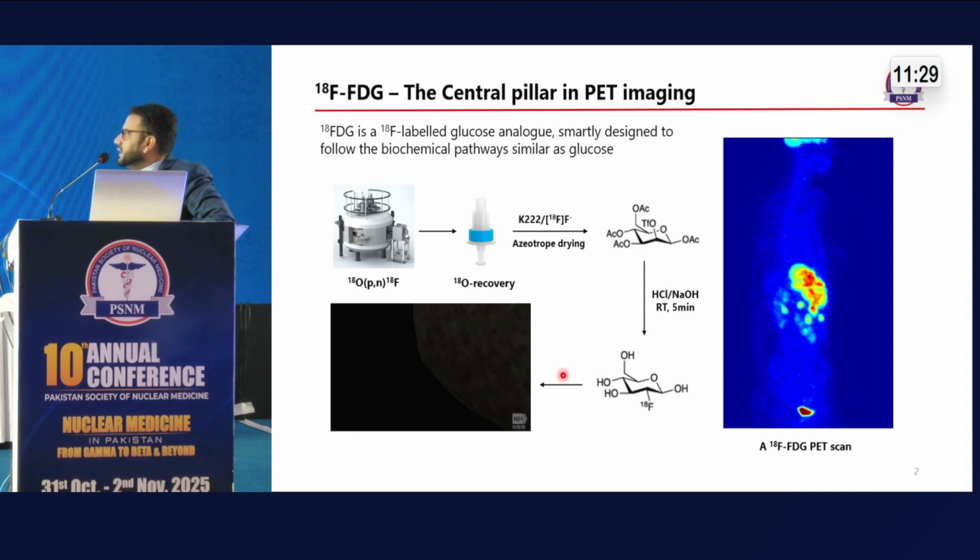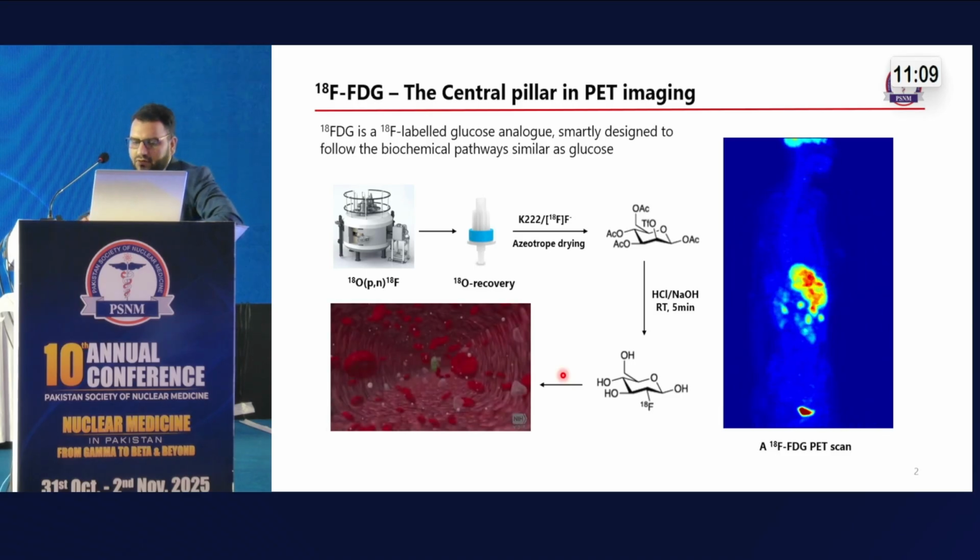The fluorine-18 is then taken out of this cartridge, and then we do the azeotropic drying to make it a real nucleophile. That nucleophile is then added to this mannose triflate, which is the precursor of the synthesis, and then we do the acidic or basic hydrolysis to get the fluorine-18 analog of glucose.